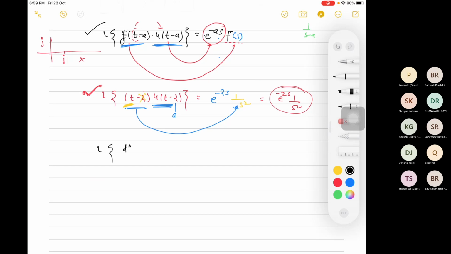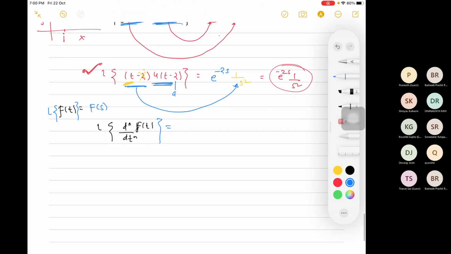Laplace of the nth differential of f of t. This is small f. So small f of t, what is its Laplace? I told you what is Laplace of small f of t. It is F of s. If you don't know, write it as F of s. And this is written as s to the power n, so what is n? This is the nth differential, times capital F of s.